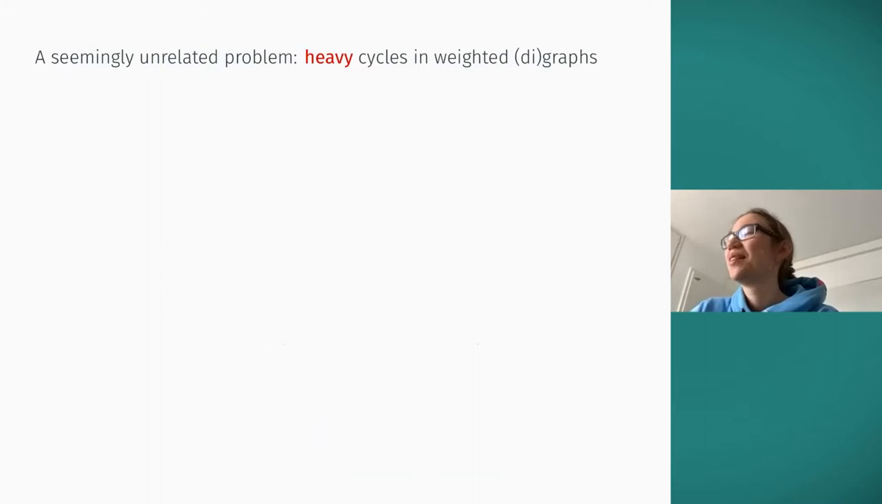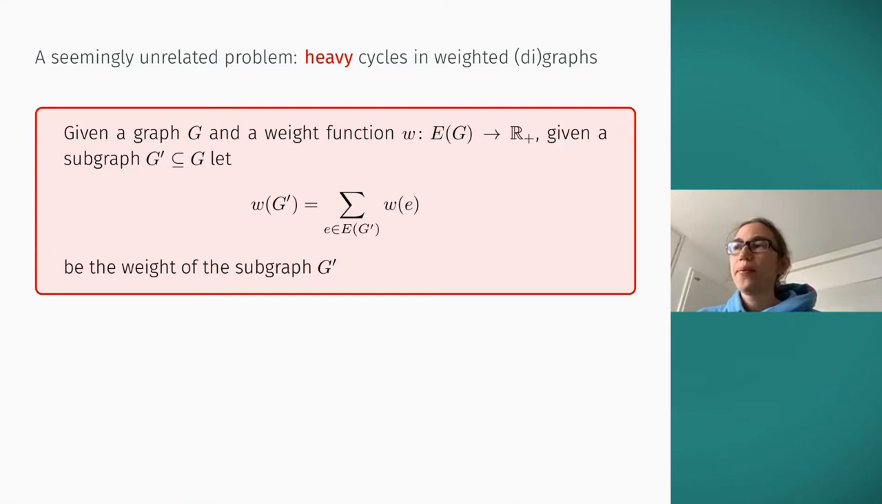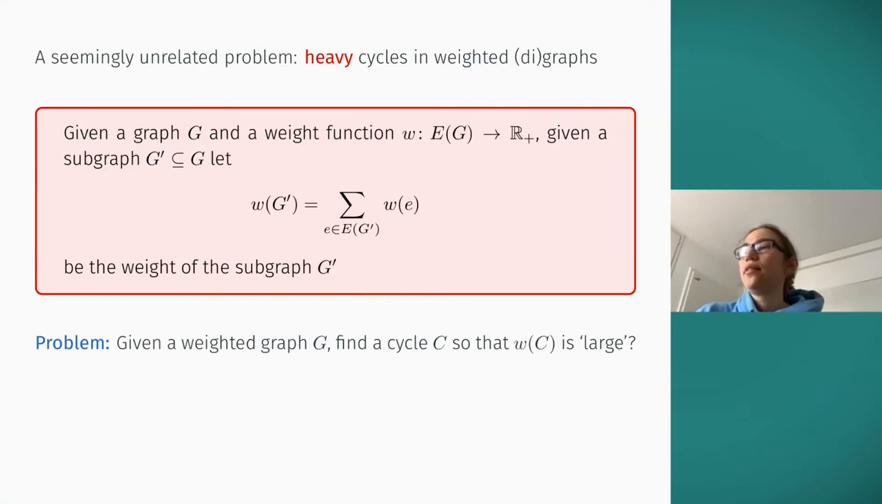Okay, thanks. Yes, but heavy cycles. So what is a weighted digraph? A weighted digraph is just a digraph where for every edge you have a weight function, giving each edge a weight in the positive reals. And then for a subgraph, you can define the weight of the subgraph to be the sum of the weights of all the edges in the subgraph. Then you can ask, given a weighted graph G, we want to find a cycle C that's as heavy as possible. This is very connected to long cycles, because if you give every edge weight one, then a heavy cycle is just a long cycle. But now maybe you also allow different weights on the edges, and then heavy gets a bit of a different notion. So this is a generalization of the long cycle problem.